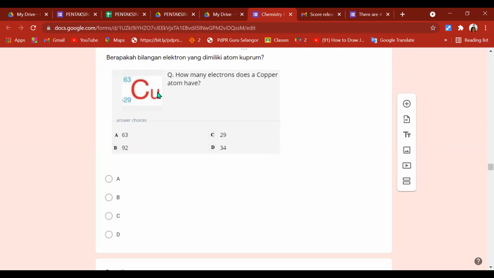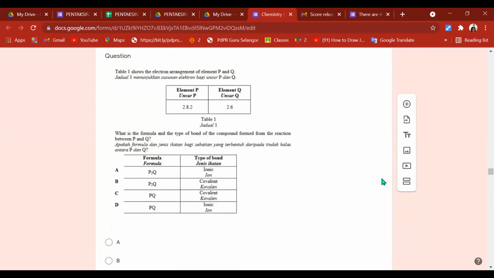Okay, how many electrons does copper have? Sorry, Chia, what do you say? 29. Okay, 29. Easy answer. Anyone who doesn't know why it's 29? Quickly raise your hand, using Zoom, yeah? Okay, so nobody, all of you understand. Okay, let's move on.